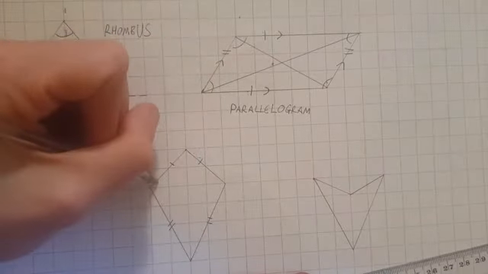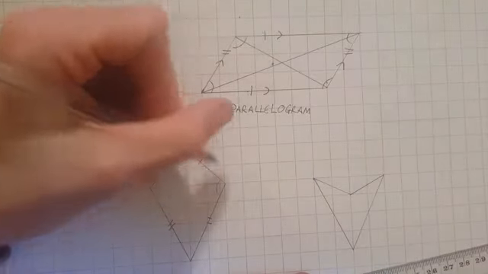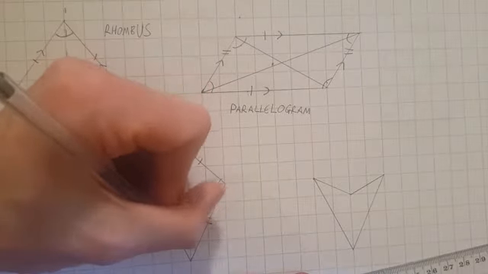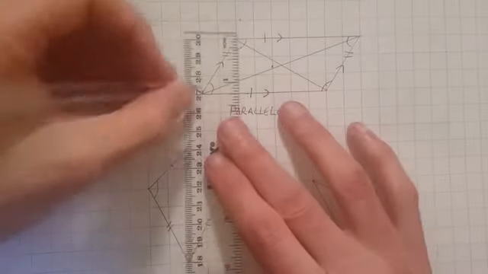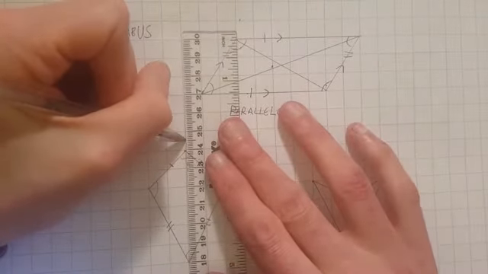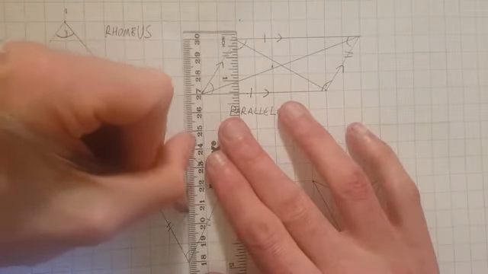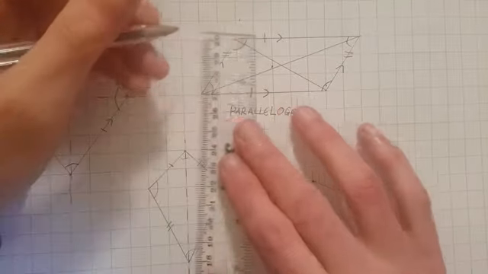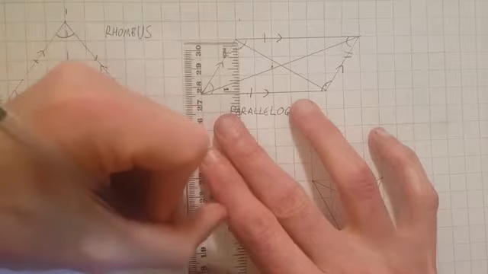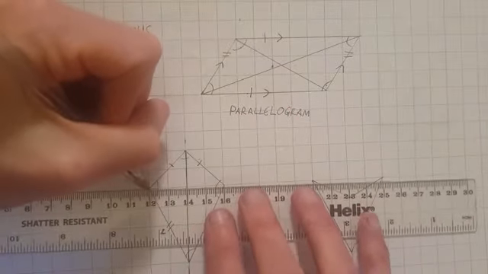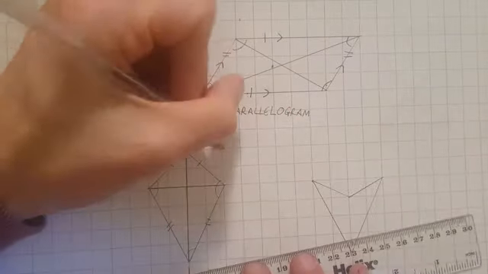So here, these opposite angles are equal, but this angle and this angle aren't equal. And it's only got 1 line of symmetry, just down the middle there. And it's got 2 diagonals, one which is along this line of symmetry, but the other that isn't. So that's our kite.